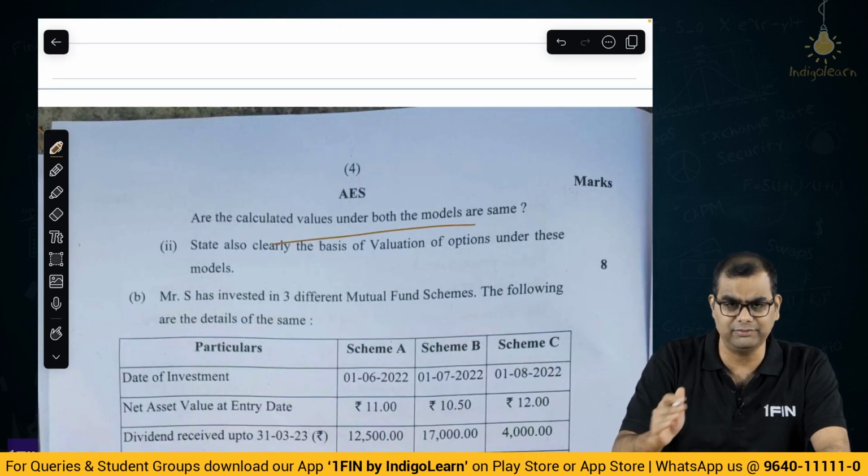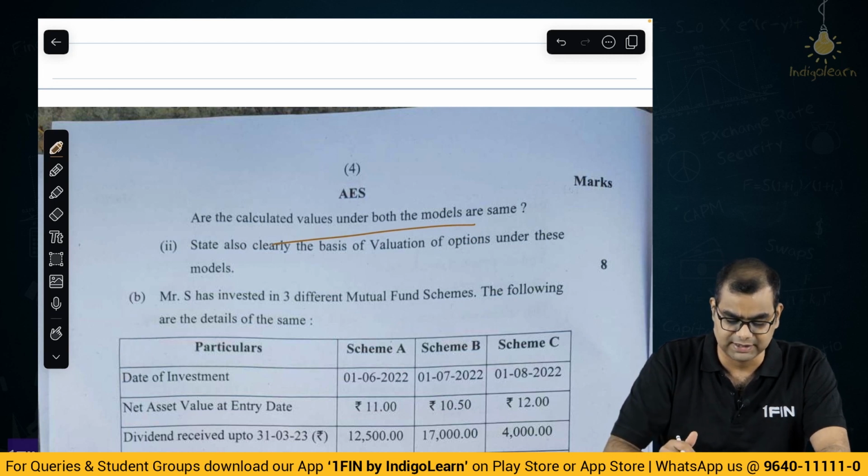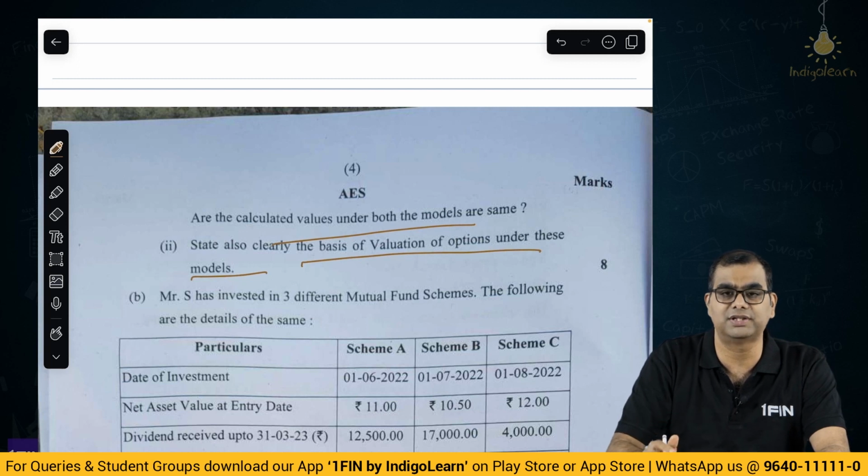Ideally, they are supposed to be same. Why they are supposed to be same, we will discuss. Also, clearly state the basis of valuation of options under these models.